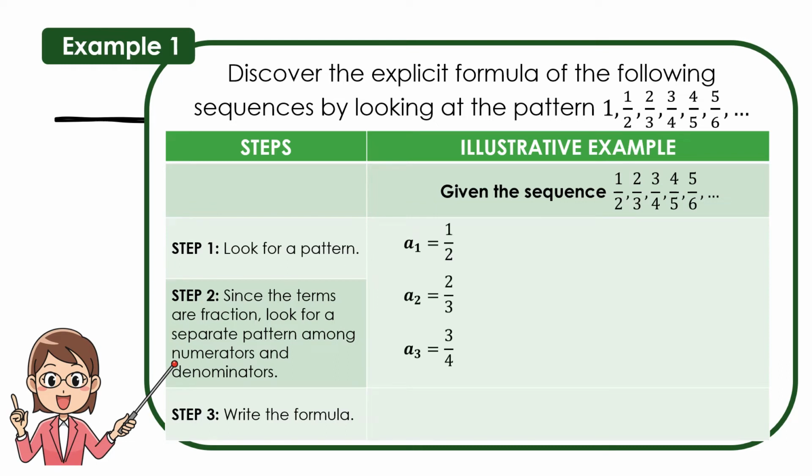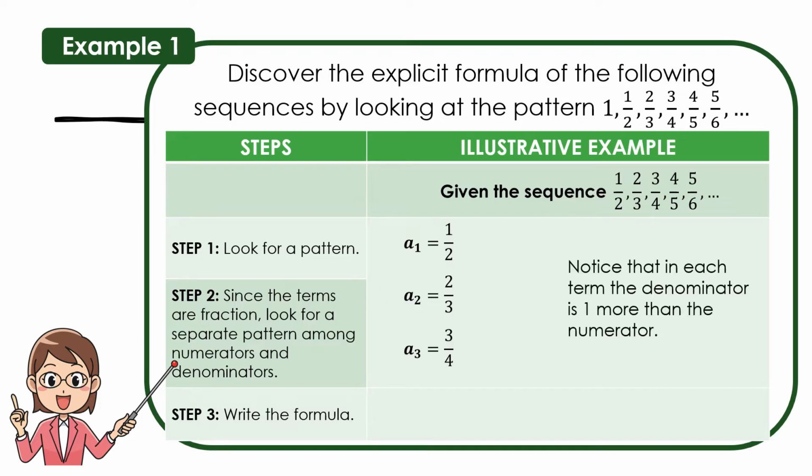We have our first term, 1/2. Our second term, 2/3. And our third term, 3/4. Since the terms are fractions, look for a separate pattern among the numerators and denominators. Notice that in each term, the denominator is 1 more than the numerator.